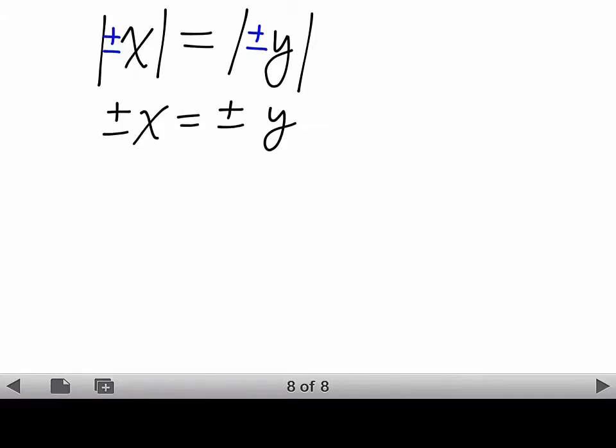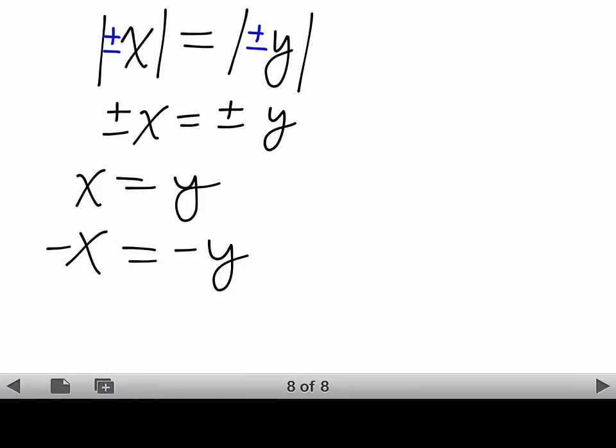Now this gives rise to four equations. For one of them, we're going to equate the positives. We end up with x is equal to y. For another one, let's equate the negatives. And we get negative x is equal to negative y. Now let's do some mixing and matching. We'll match up the positive x with the negative y and end up with x is equal to negative y. And then finally, we'll match up the negative x with the positive y and end up with negative x is equal to y.